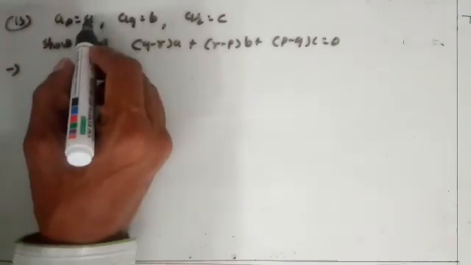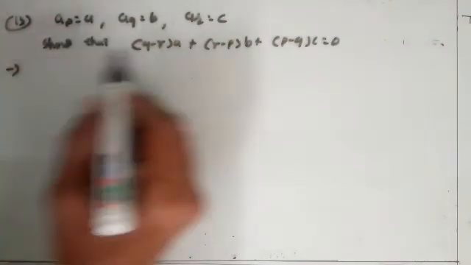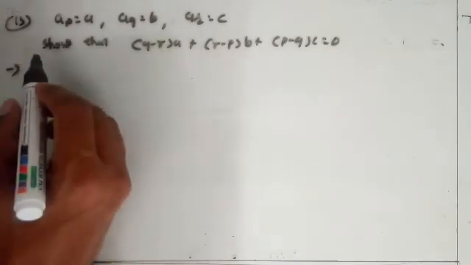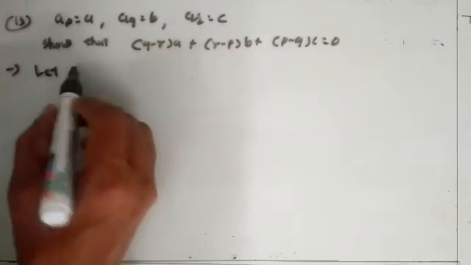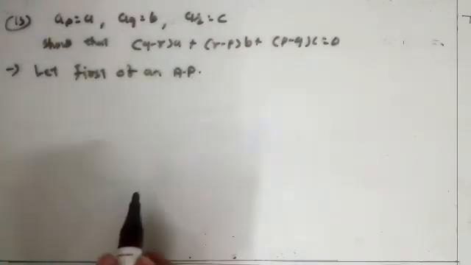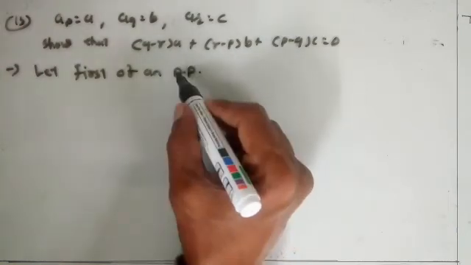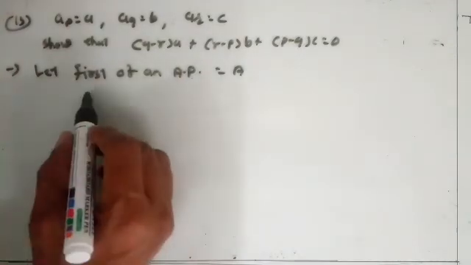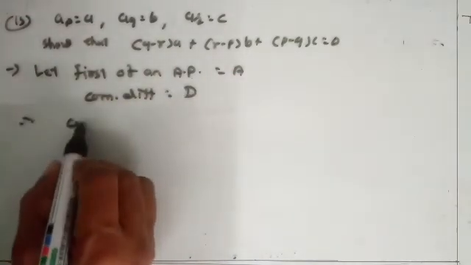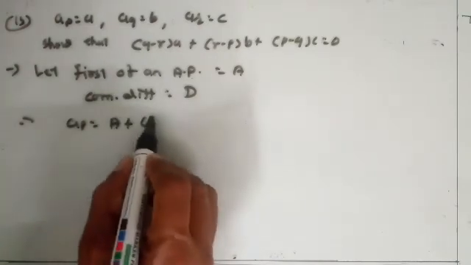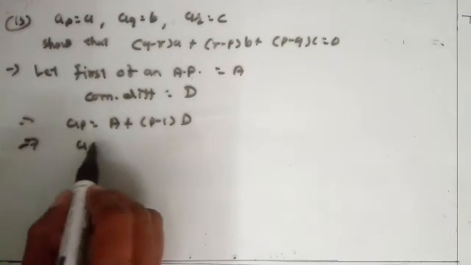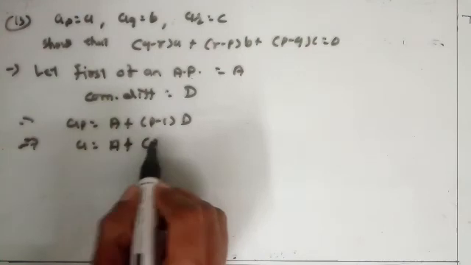Here the pth, qth and rth terms of an AP are given as a, b, c. Small a is already given, so suppose the first term is capital A and the common difference is capital D. Let the first term of an arithmetic progression be A and the common difference be D. Therefore, a_p is equal to A plus (p minus 1) into D. So a is equal to A plus (p minus 1) into D.